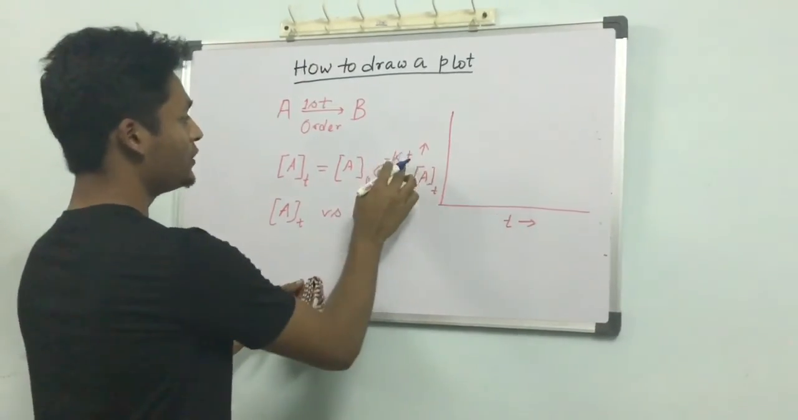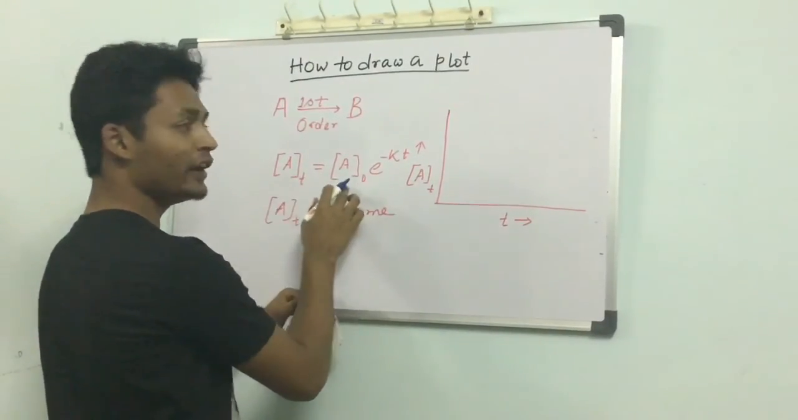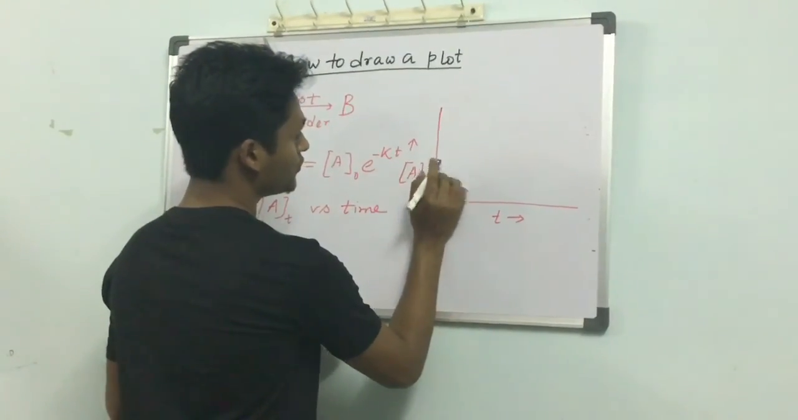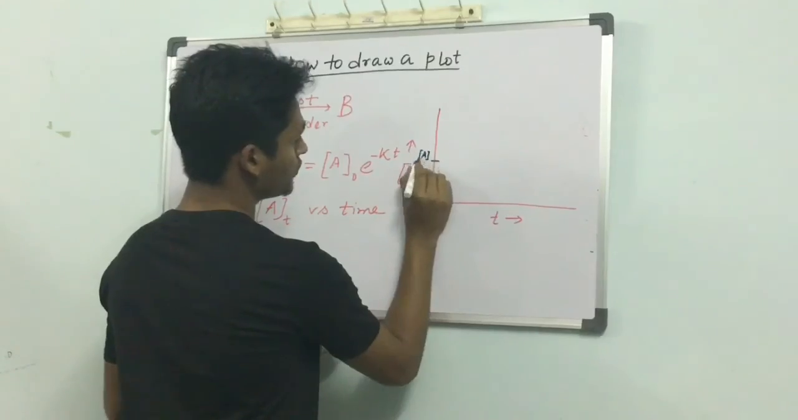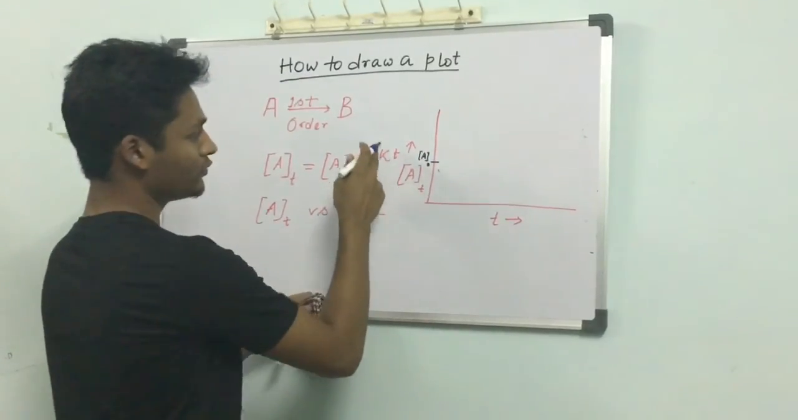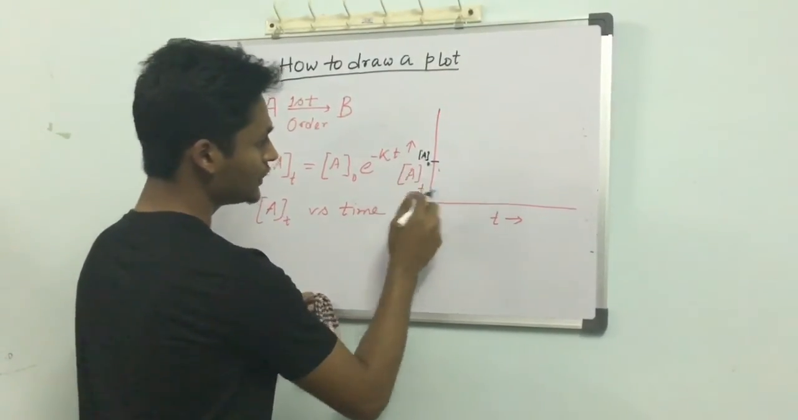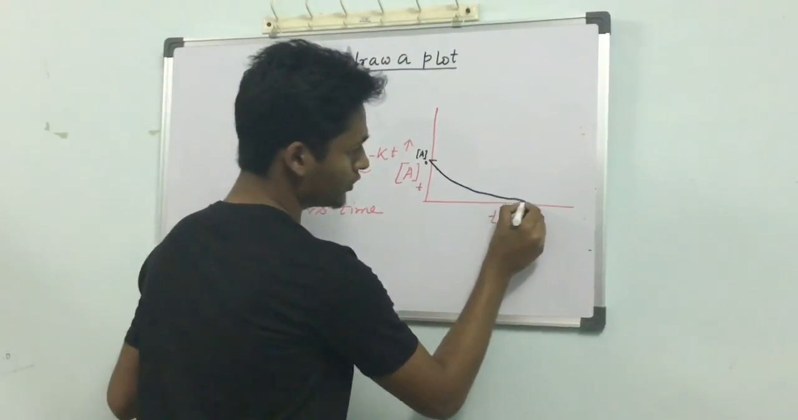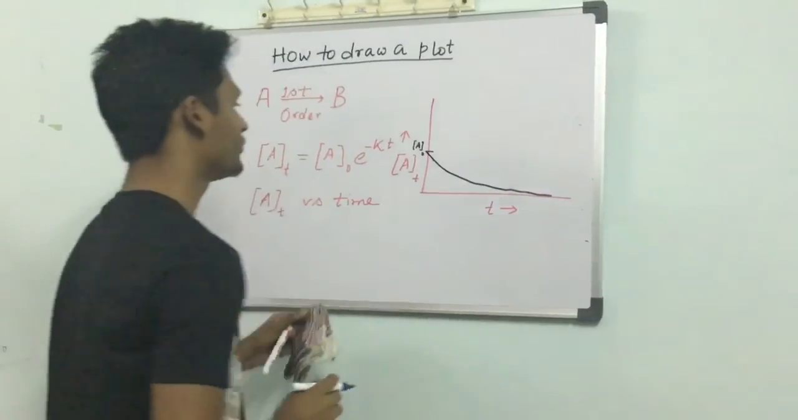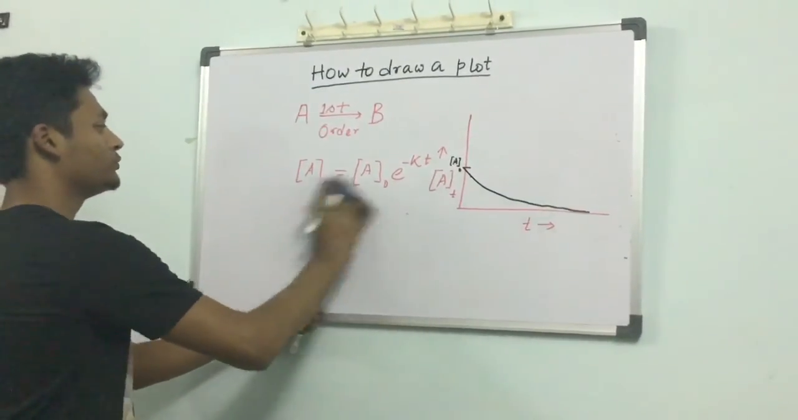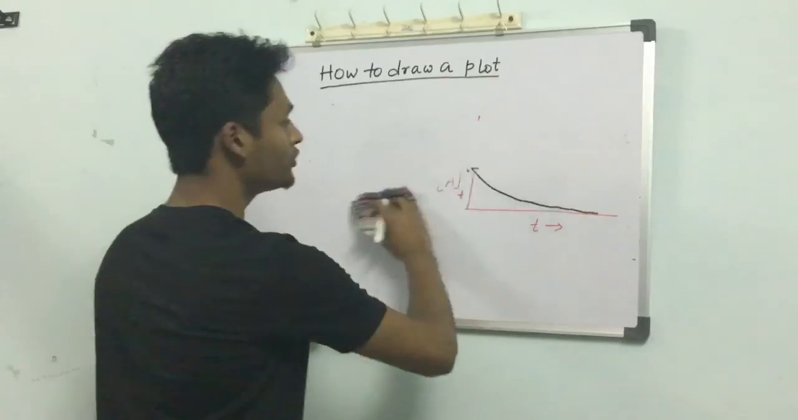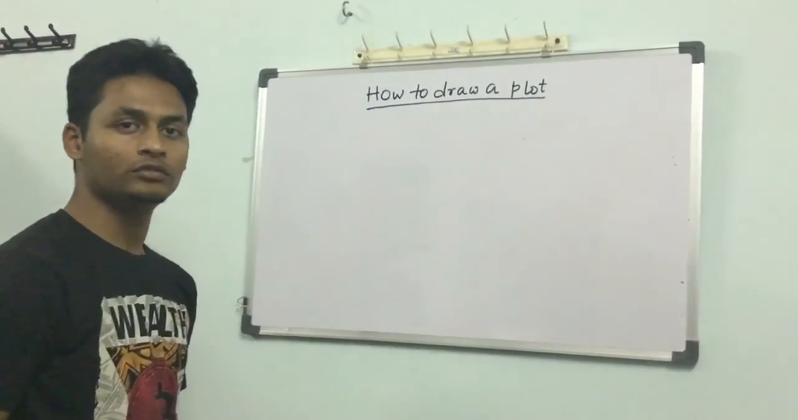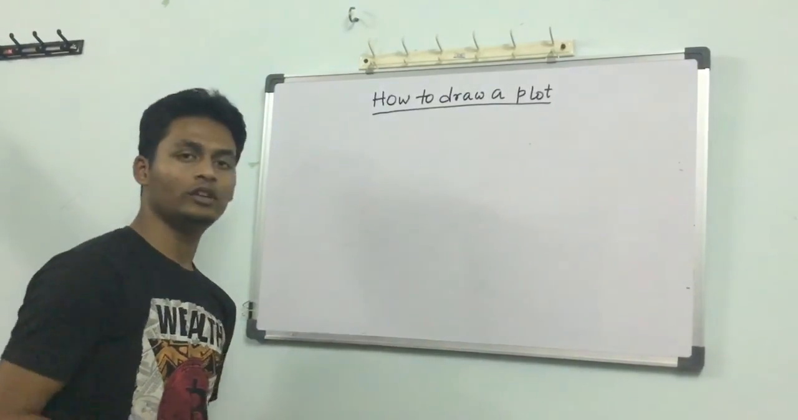At time equals 0, A_t will be A0. So this is my A0. And as time goes, it will decrease, and at infinite time it will be 0. Then it will become like this, okay? So basically I don't want to lengthen my video, that's why I am going to stop here. I'll come up with some of my videos later on, okay?